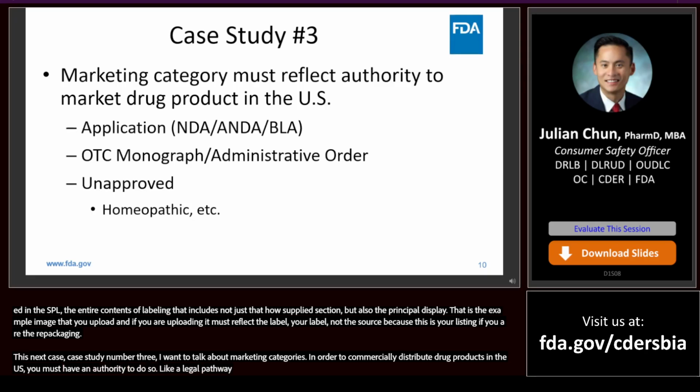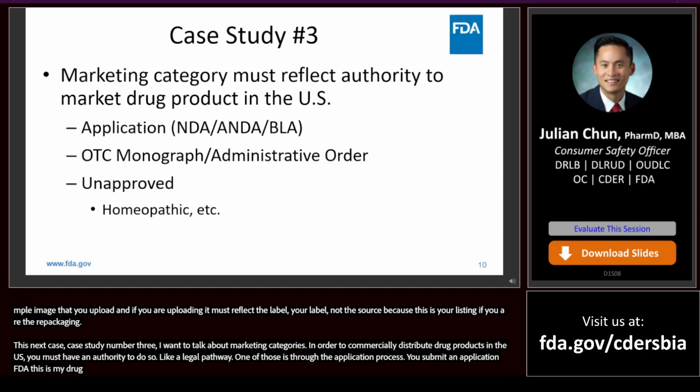You submit an application with FDA. This is my drug, this is how I'm going to use it, this is the labeling, everything. And we review it, and then we approve it or reject it. And then if it's approved, your application will get a number with it that you can cite in your listing.